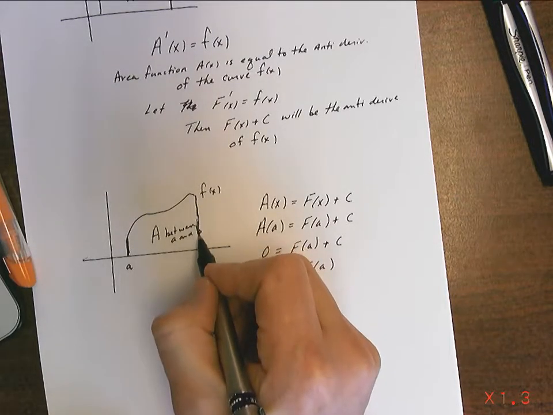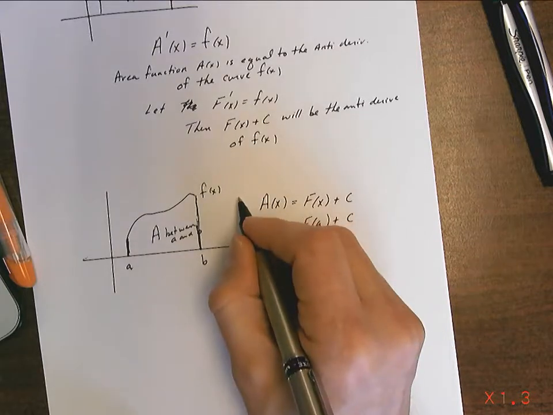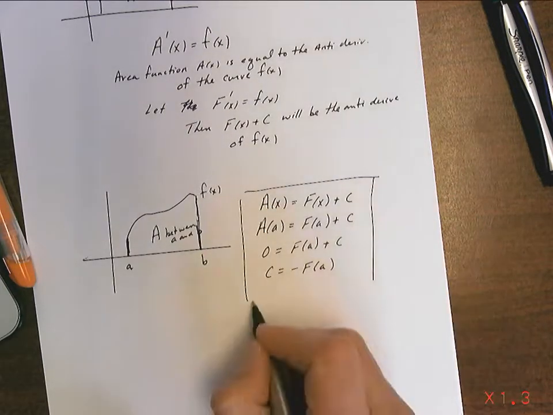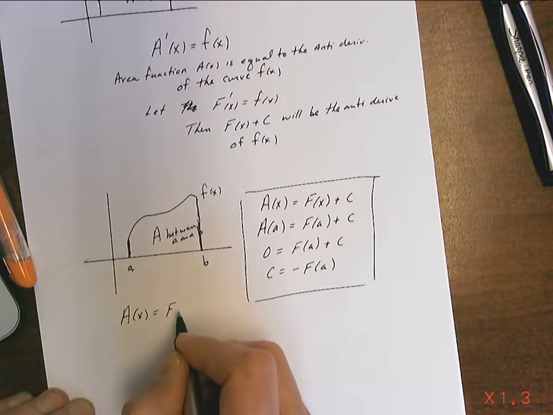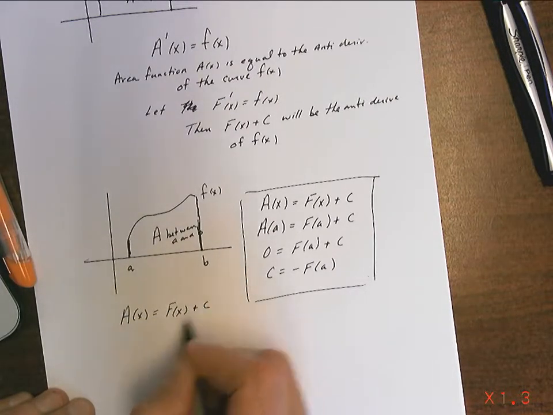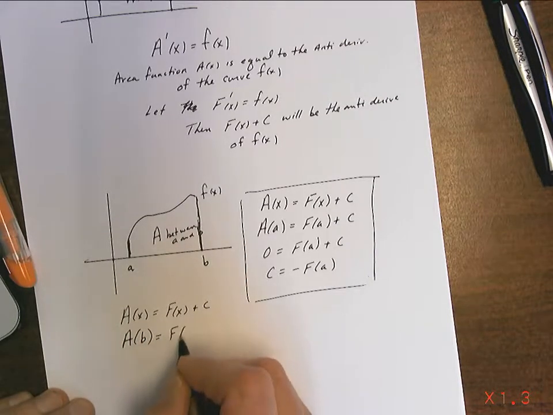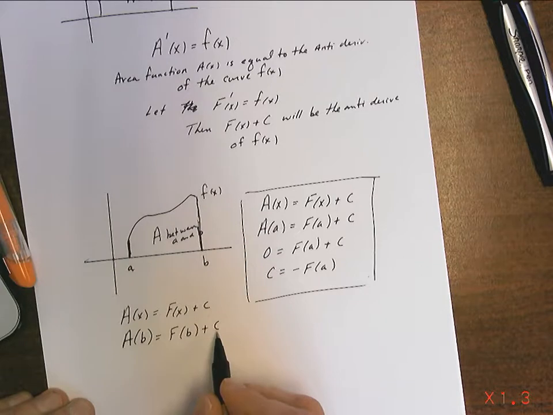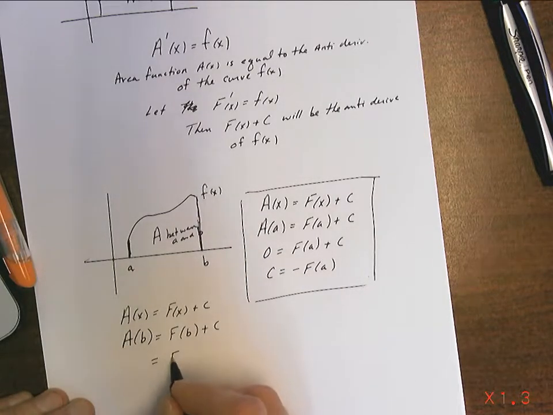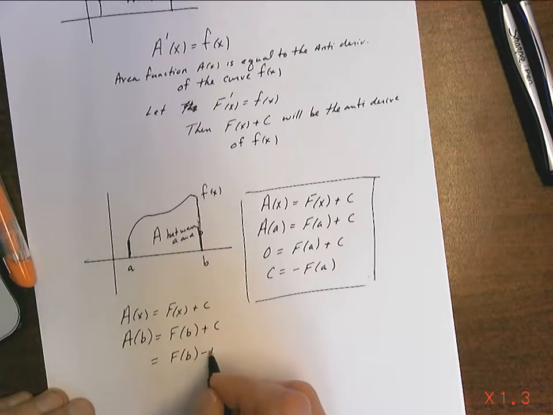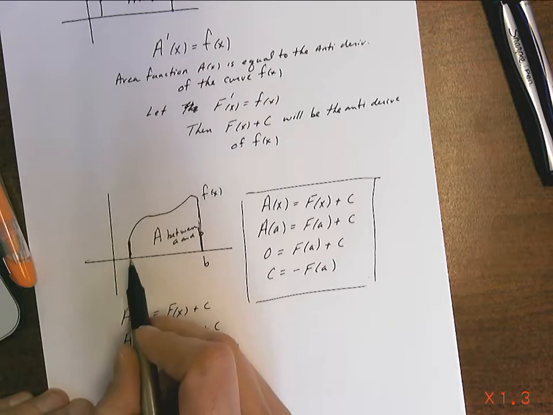What now if I want the area up to b? Okay, so this was up to a. Now I'm going to take a look at the area up to B. The area up to B is, and we know that c is the same constant, so we'll bring that down, and it's going to be F of B minus F of A, which is the area between A and B.